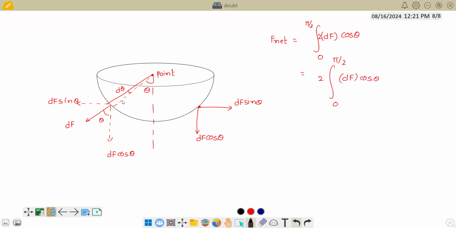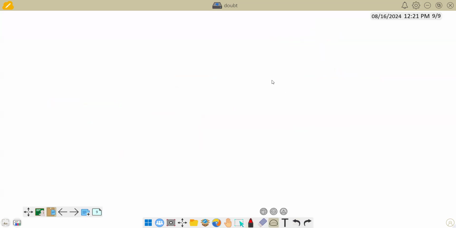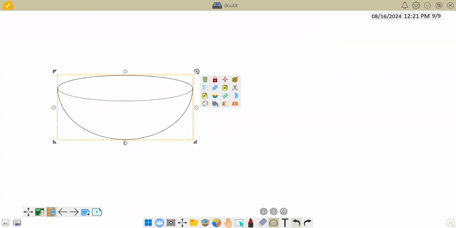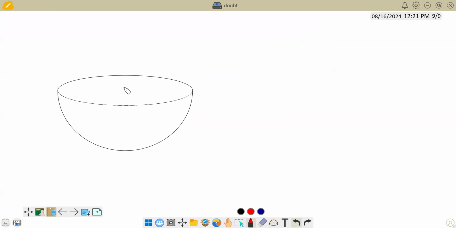Now, what is this dF? dF is nothing but pressure P into whatever is the area of the strip. I will call it dA. What do you mean by area of the strip? Let me just show you. This is a small segment, so I'll show it in the next page. Suppose we have selected a small segment here. This is one, and we have one more segment here. We have selected a d theta segment.